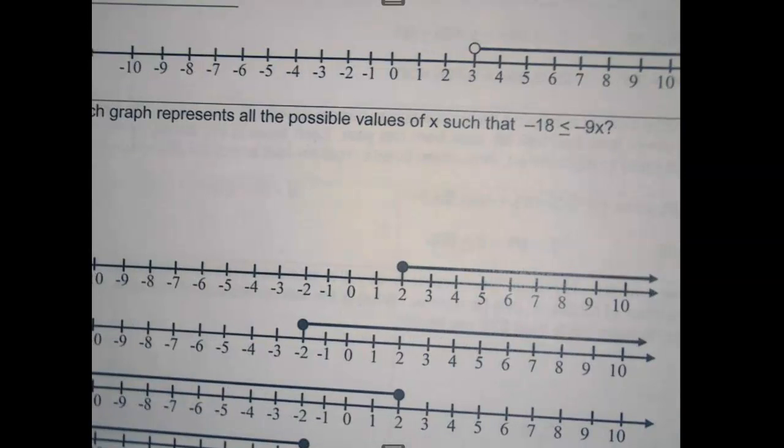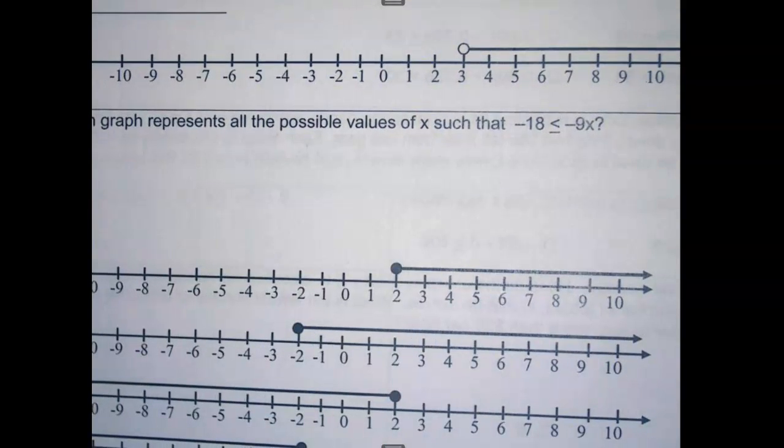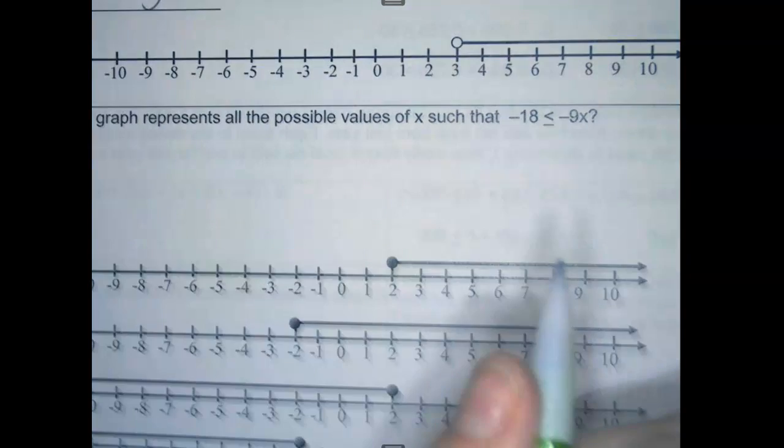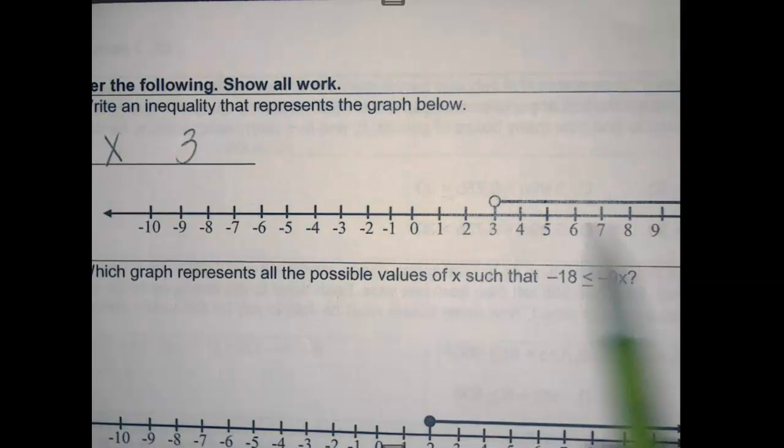Alright, let's flip to number 13. Write an inequality that represents the graph below. Show all work. It tells us that at the top. Alright, so I know that I'm going to have 3, so I'm going to use x and 3. It's open circle, so I know I'm not going to have the equal sign with it. And x is 4, 5, 6, 7, so x is greater than 3.